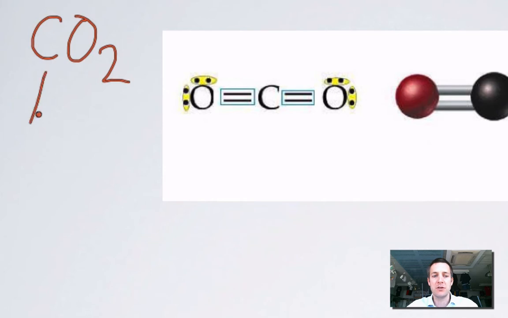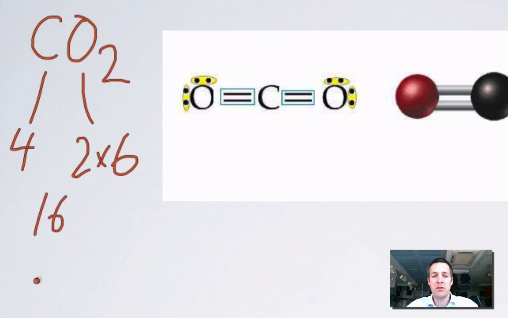Now we're going to start off by looking at carbon dioxide, so that's CO2, and obviously if you add up the valence electrons here, you're going to have 4 there, and 2 times 6 there, so a total of 16, or in other words 8 pairs. Now how do we arrange those 8 pairs? Well, we'll end up with 2 double bonds around the carbon, which is the central atom, and 2 lone pairs on each of the oxygens.